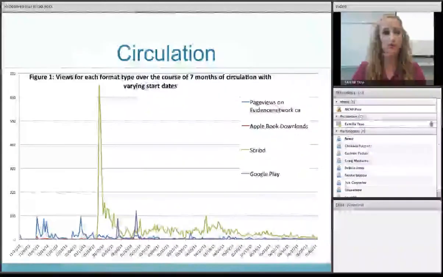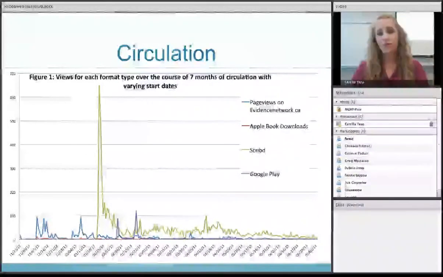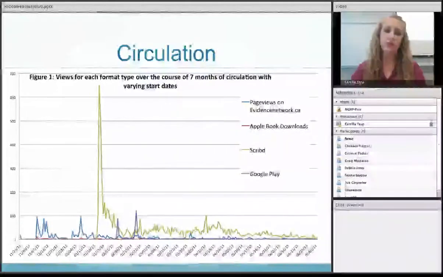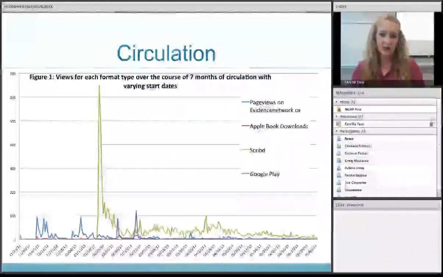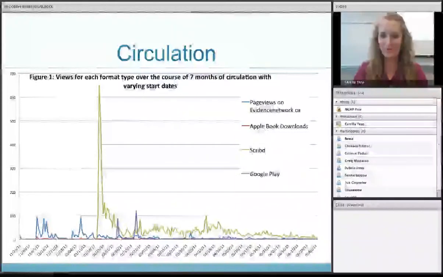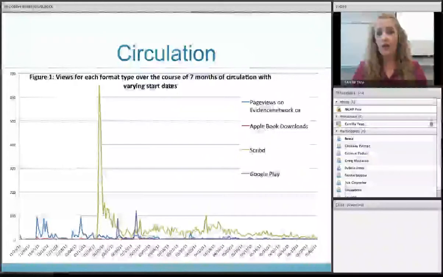So the circulation was, as you can see here, divided into page views from Evidence Network, Apple ebook downloads, Scribe, and Google Play. So this is very clear that you can see there's some formats that take up more than others. We really anticipated the Apple book and being available on the iTunes bookstore to be the big place where it was utilized. And that's not what we can see here clearly.